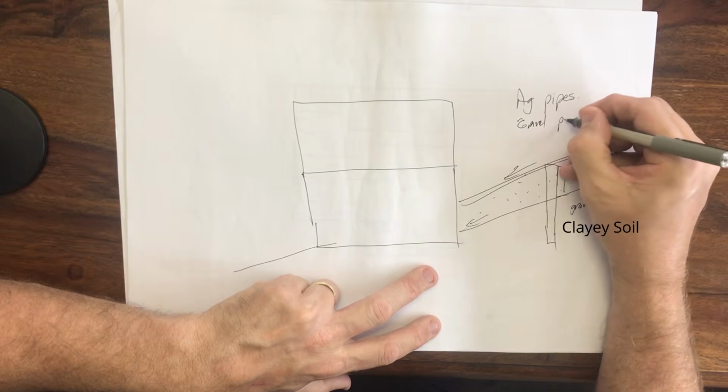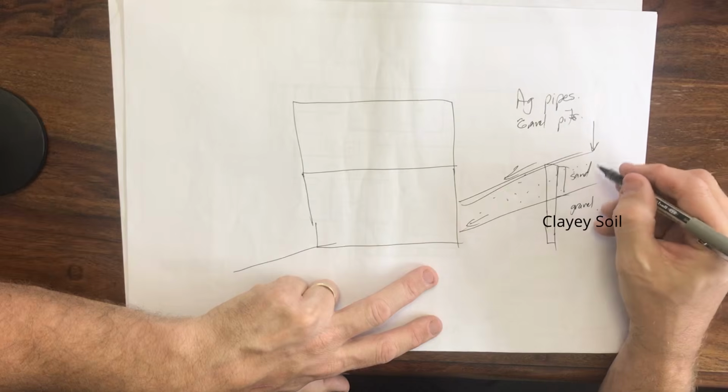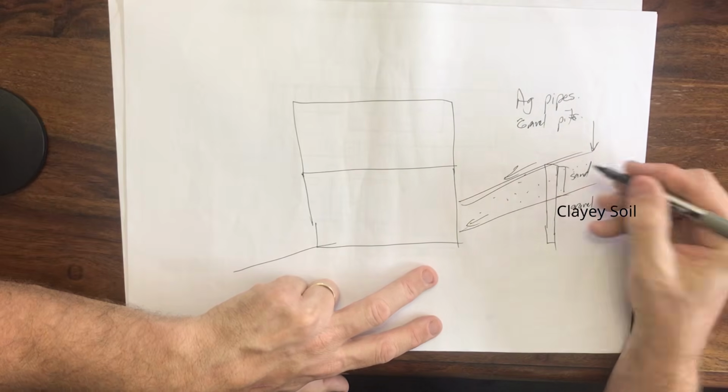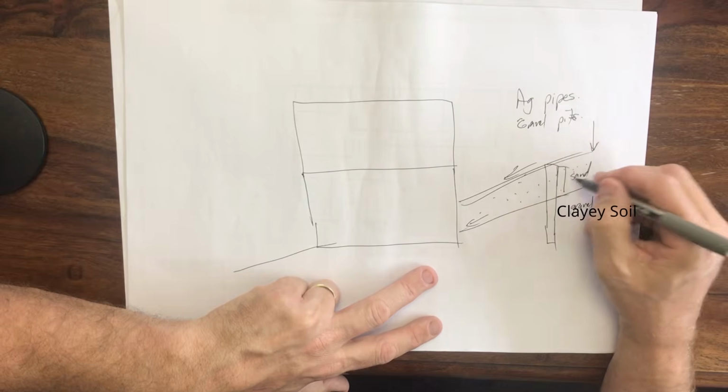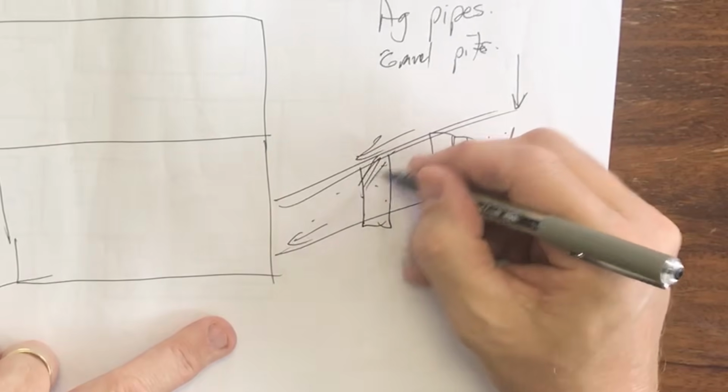Ag pipes and gravel pits are perfect for taking water out of the ground that's already in the ground, and this is ideal for sandy soil sites. They're not so great for clay soil sites where the clay comes right to the surface. There is no water in the ground. So in this case, the water has soaked in through the sand, running down towards the house on top of the clay layer. We're going to dig our ag pipe and capture that water before it finds its way all the way to the house.